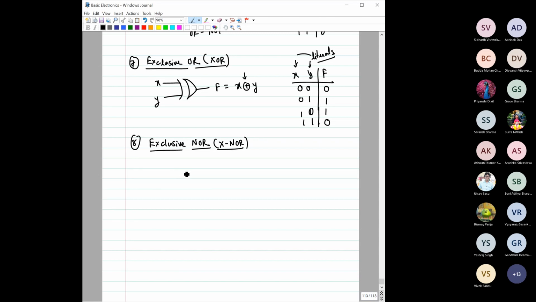Yes, sir. Okay. So this exclusive NOR gate's circuit symbol is like this. It is X, Y, F, and its representation is basically a dot surrounded by a circle. Here, when both inputs are same, then the output would be equal to 1. When they are different, it would be 0.